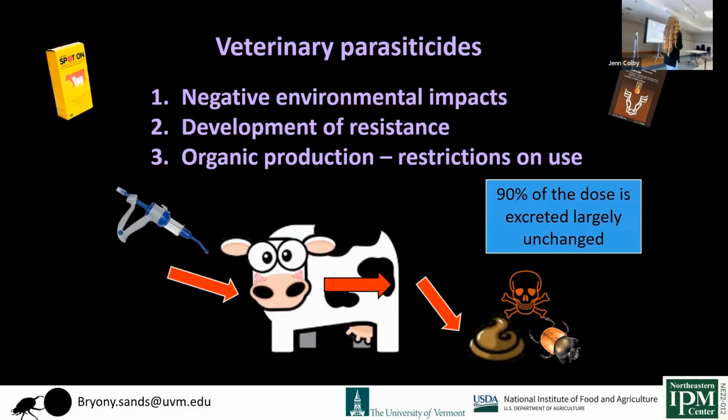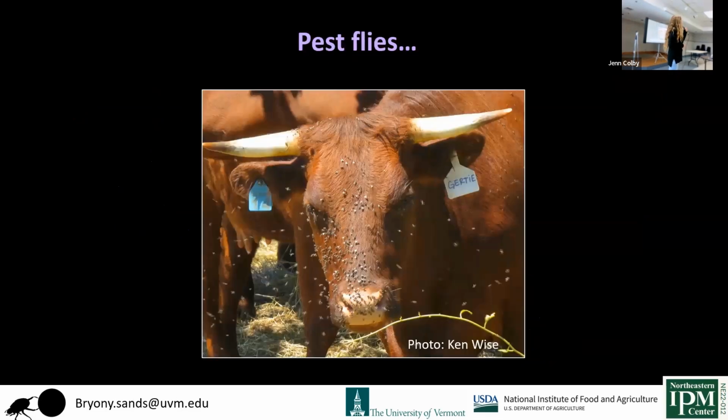Development of resistance. So there are globally populations of worms and pest flies that are resistant to these treatments now. And then organic producers obviously are very restricted and can't use a lot of these treatments anyway. That's why we're thinking about integrated pest and parasite management for these pasture systems. And that brings me to pest flies.